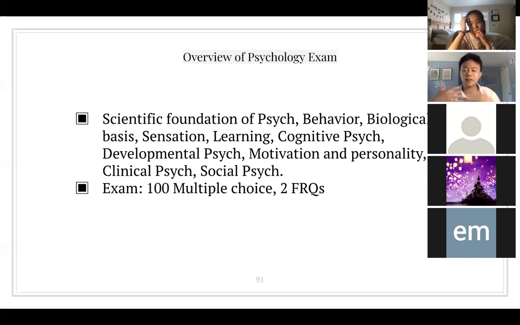And then the scientific foundation will also cover other stuff that you probably would have already in your earlier classes, like the scientific method and things like that. And then you move on to behavioral psychology, cognitive psychology, developmental psychology, clinical psychology, social psychology. There's a lot to go along with it.